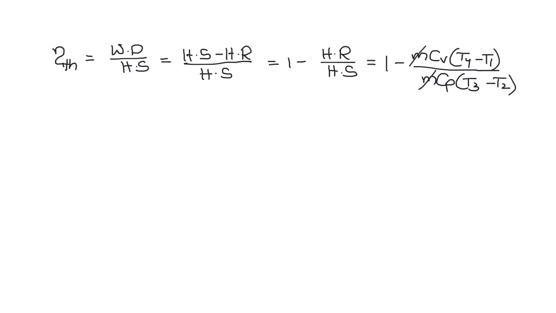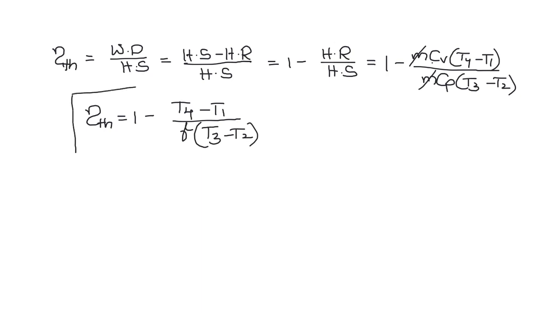Mass gets cancelled. So we can write thermal efficiency as 1 minus (T4 minus T1) divided by, if I take this Cv to the denominator, it becomes Cp by Cv, which is nothing but gamma, into (T3 minus T2). So we got thermal efficiency in terms of temperatures. But we want it in terms of the ratios that we have learned. So let us bring T2, T3 and T4 in terms of those ratios.